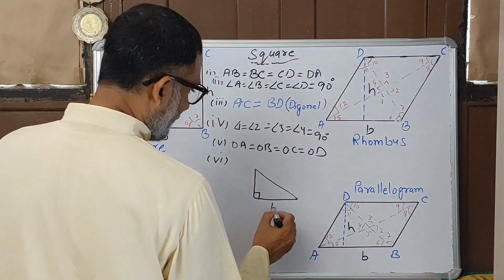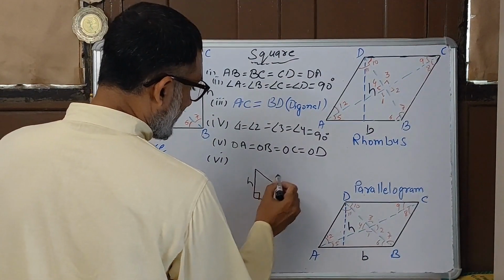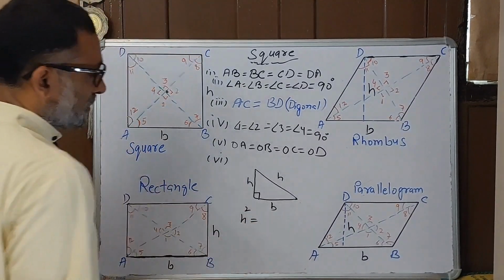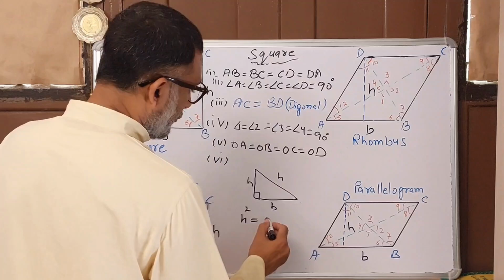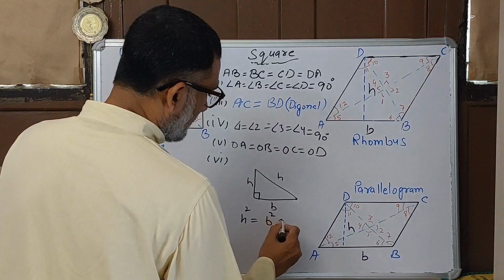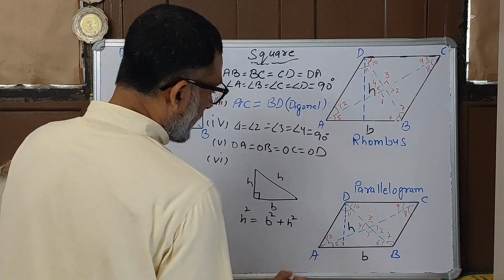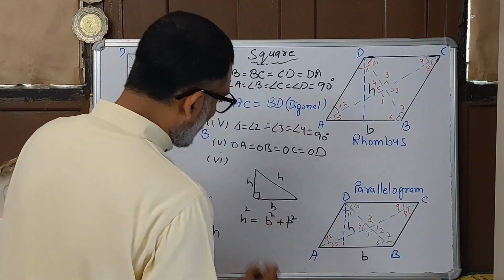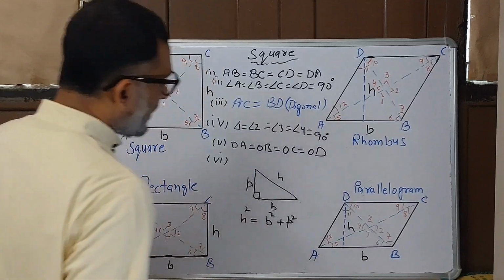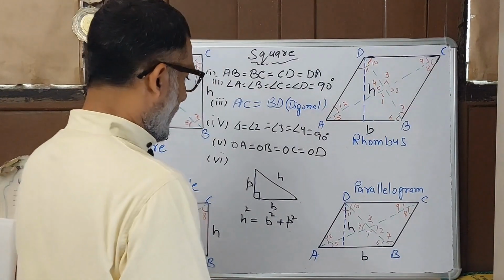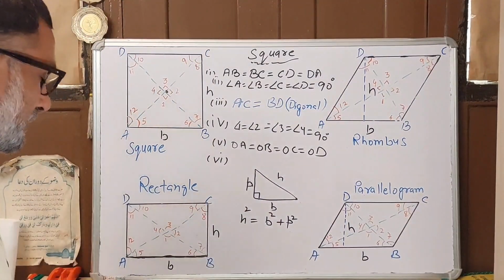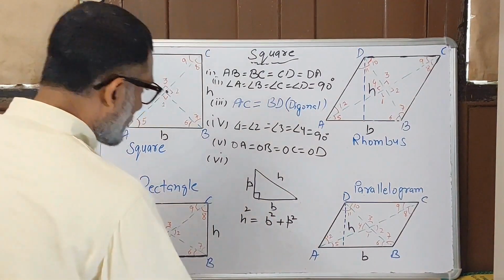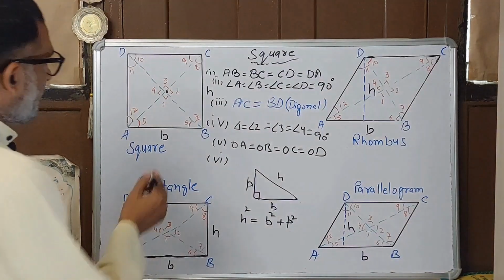What does the Pythagoras theorem say? If it has a base, a height, and a hypotenuse, then hypotenuse square is equal to base square plus height square, or in place of height you can also say perpendicular. So base square plus perpendicular square is equal to hypotenuse square. So it will always fulfill this.